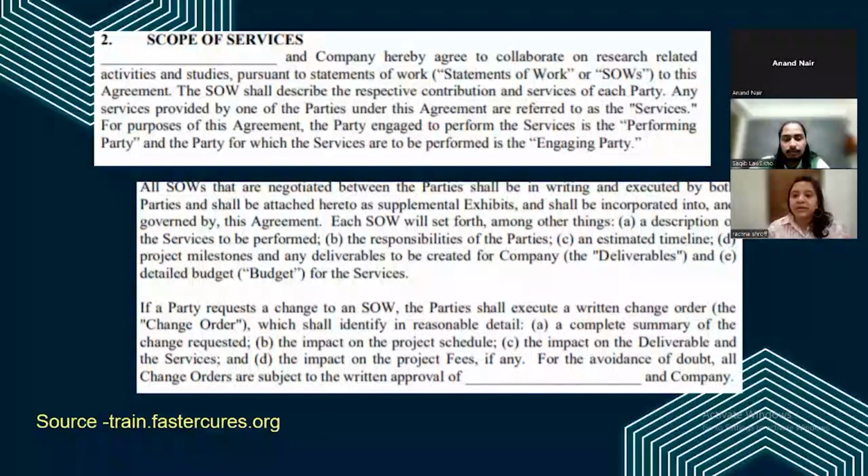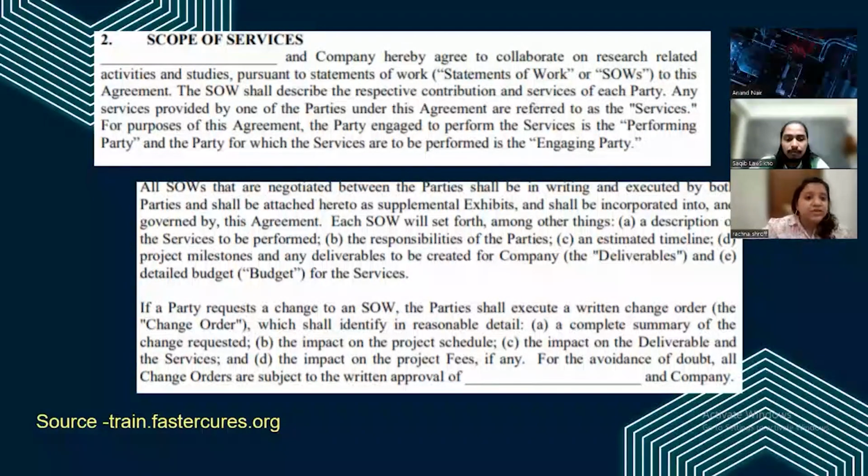Hereby agrees to collaborate on research related activities and studies pursuant to a SOW to this agreement. So here the first thing they have done is define the SOW. They're saying everything is mentioned pursuant to this SOW. Pursuant means whatever is there in that SOW. We agree to collaborate on related activities and such studies. So whatever they are doing, if you want to understand, please refer to the SOW.